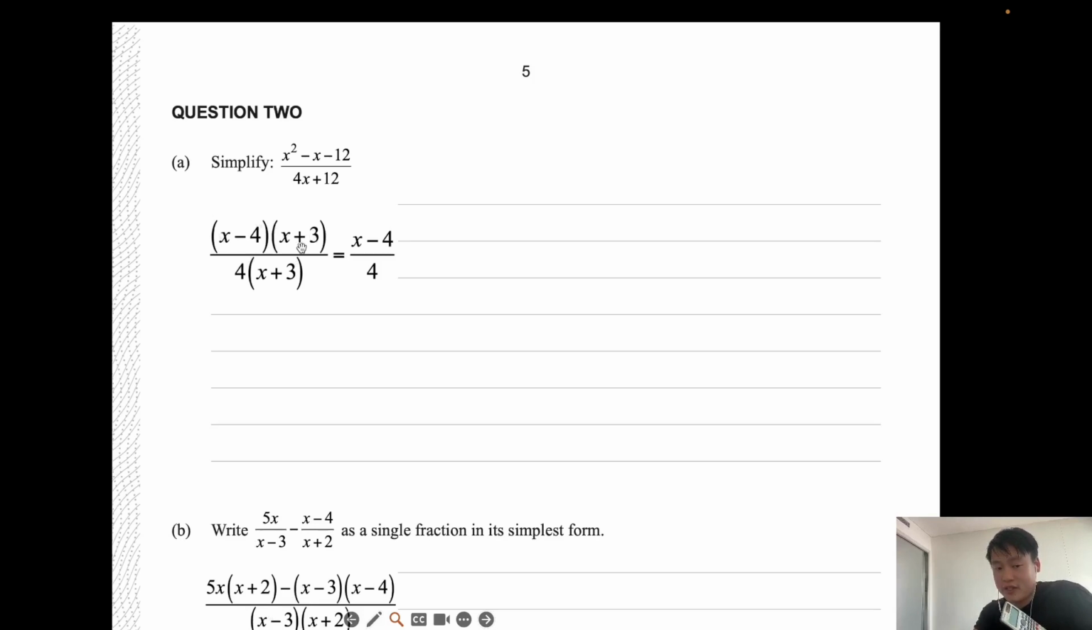And you can tell straight away over here that these two cancel out, don't they? The x plus 3 cancels out with x plus 3. Remember when the top and bottom is both a product in math, you can always cancel out what they have in common, top and bottom. And that's where you get x minus 4 over 4. Simplest possible form, isn't it?